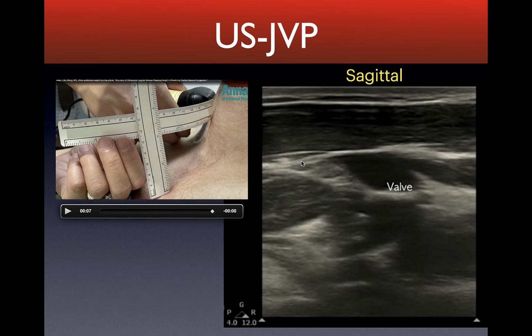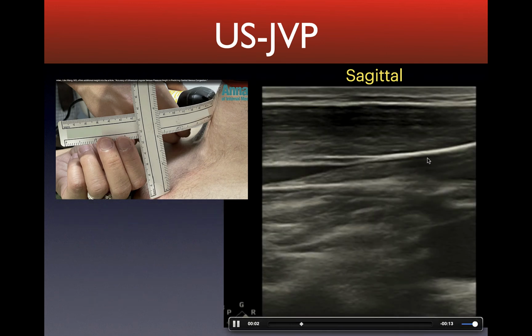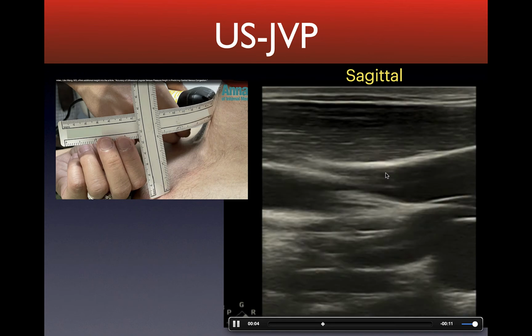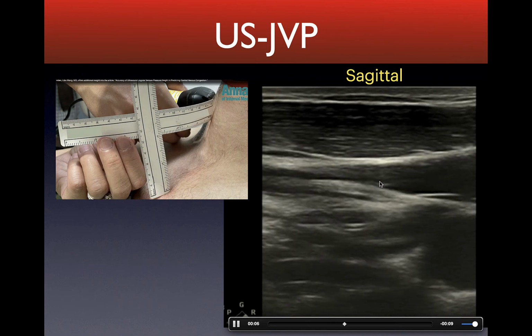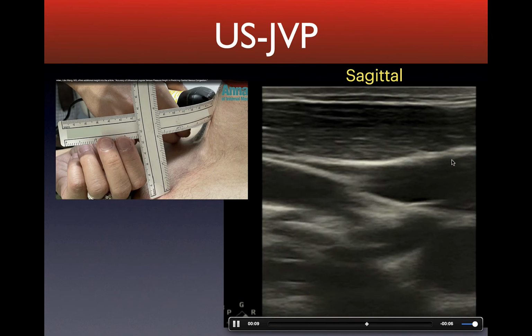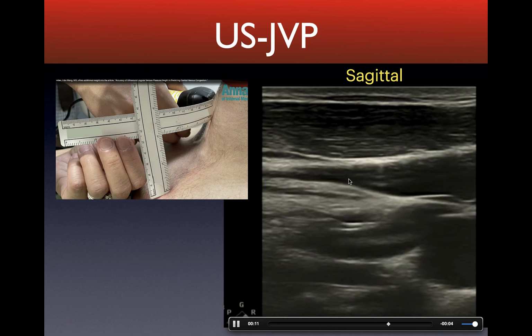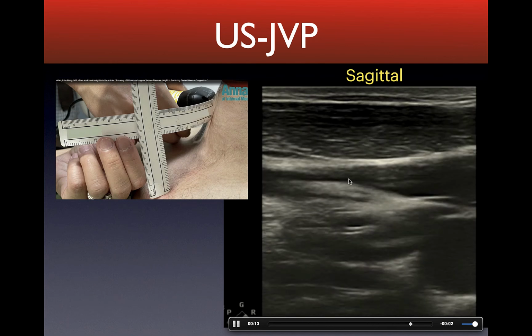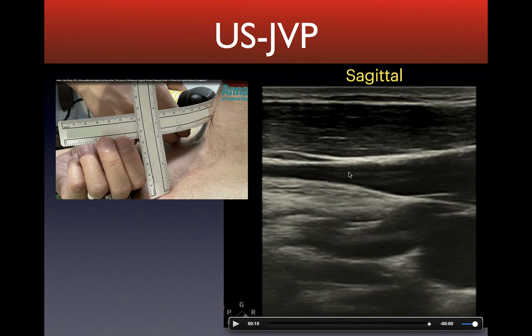I personally think it's a little bit easier to identify that IJ and then find that area where it starts to taper down in long axis. So this is an example of that. Here we are looking at the IJ, and here it is. They're sliding the probe back and forth a little bit just to make sure that they haven't fallen off the IJ. This right here is the area where that IJ is tapering.